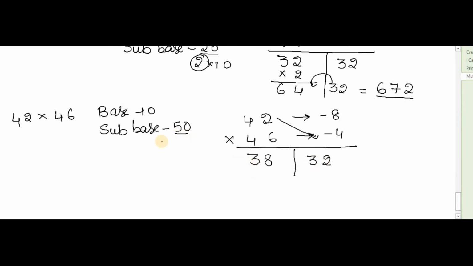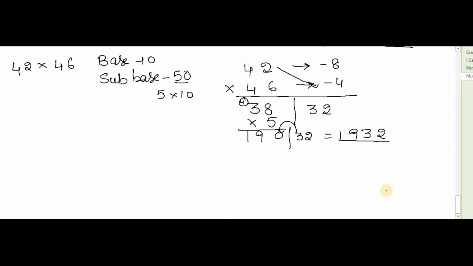So this is 5 times more than my base. So I should multiply this with the 5 table. 5 8s are 40. 5 3s are 15 plus 4 is 19. And for this I should apply the balancing rule. 1 9 and 0 plus 3 is 3, 2. 1932. Okay, students, and now we will go with one more example.